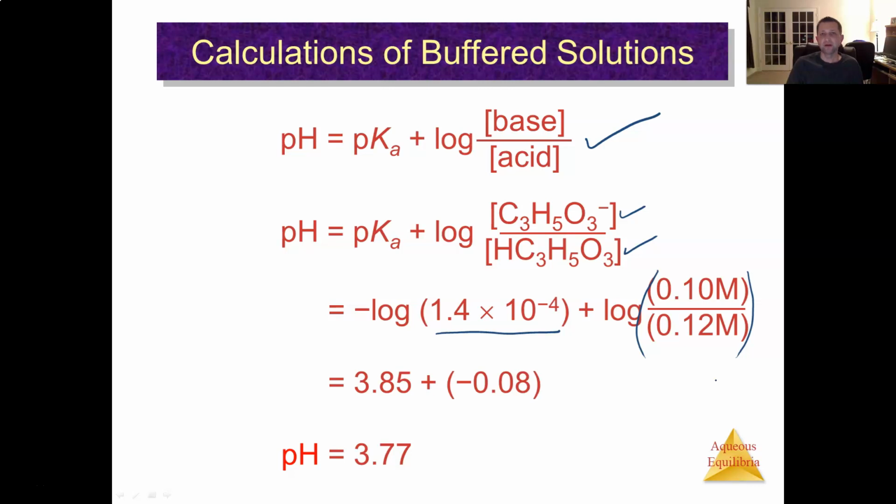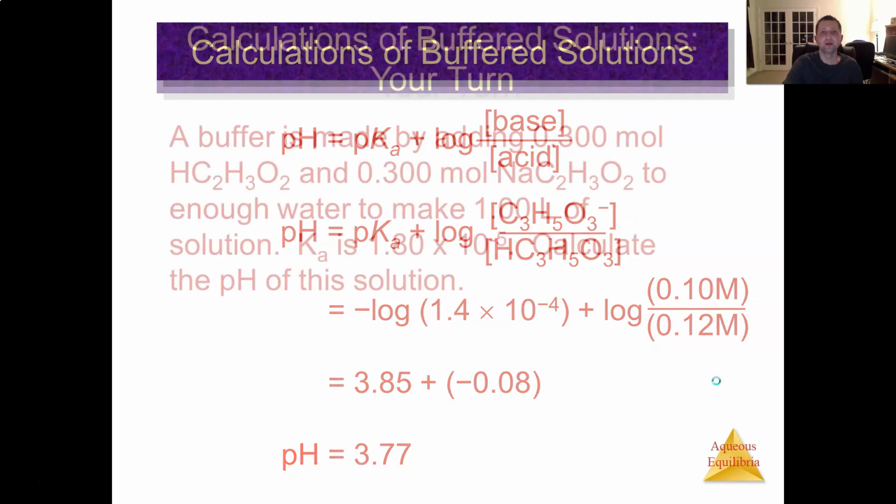A little low, right? Our ideal range is between 6 and 8, but it's still a buffer solution, just has a low starting pH. That's it, guys. That's all you've got to really do. Take a look at the next one.